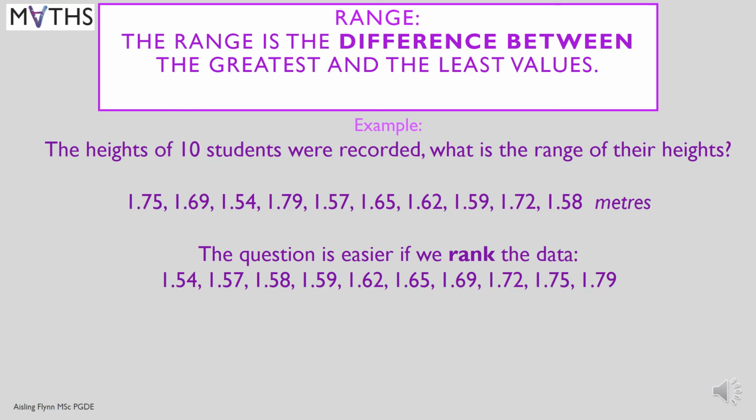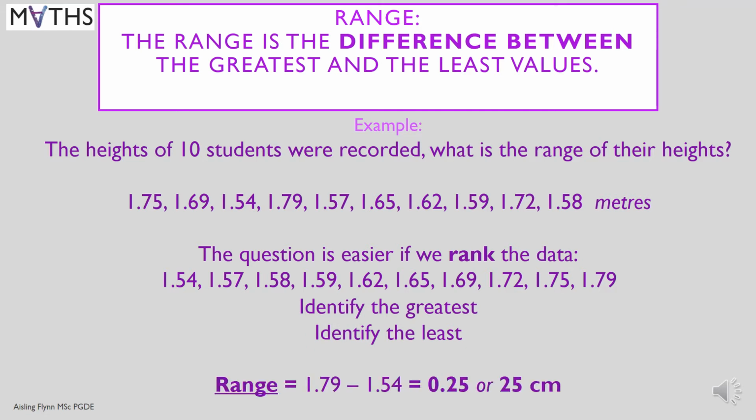And now we can see that the smallest value is 1.54 and the largest value is 1.79 meters. So you identified the greatest and the least, which we've just done. Okay, and then to find the range we find their difference, meaning we subtract. So 1.79 minus 1.54 gives us 0.25 meters or 25 centimeters. So this is telling me that the students in that group are all within 25 centimeters of each other in height.